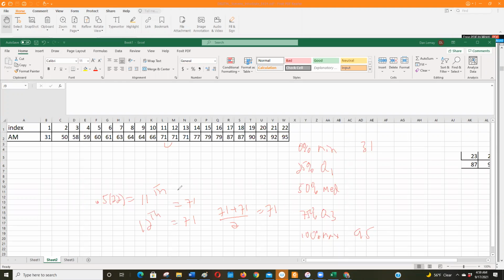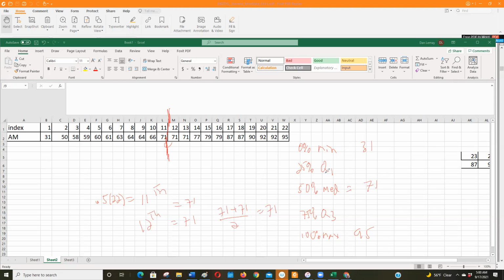Why does that work? Why do we have to do this averaging thing? Well, if I'm looking for the number that splits this data set in half, I've got 11 numbers smaller than that, 11 numbers bigger than that. So the halfway point is halfway between those two values. Fortunately, as I said, they're both 71. So it's still 71. Now, let me write that down over here, my answers. So that's 71.